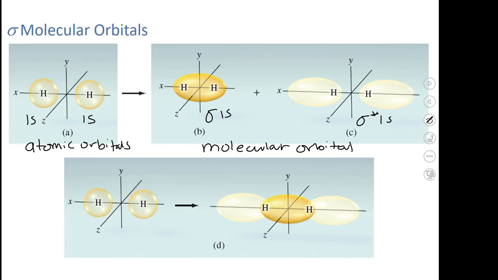Now, yes, that's just one orbital on the second image, but it just has two lobes, just like we have seen with p orbitals and the pi bonds. It just has two lobes. This one is called a bonding molecular orbital. I'm going to put MO for molecular orbital, bonding molecular orbital. This is something called antibonding.